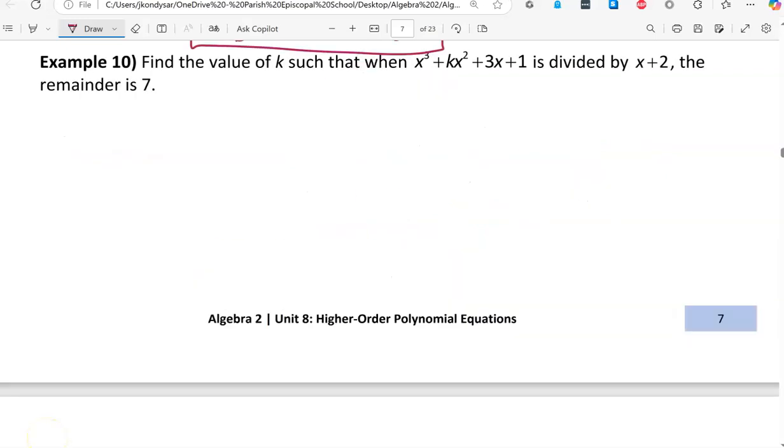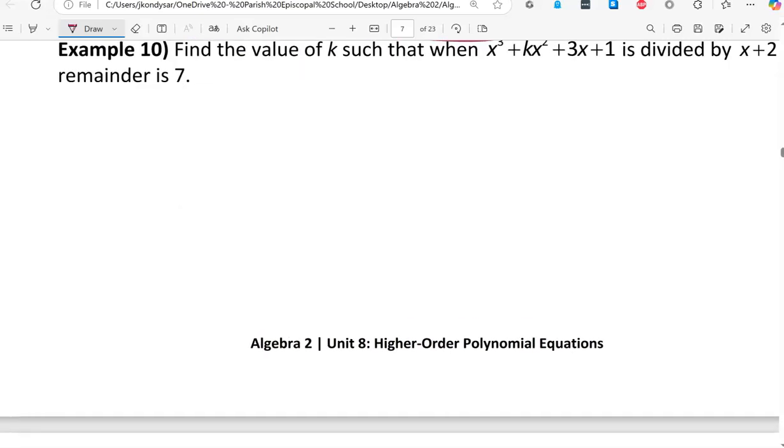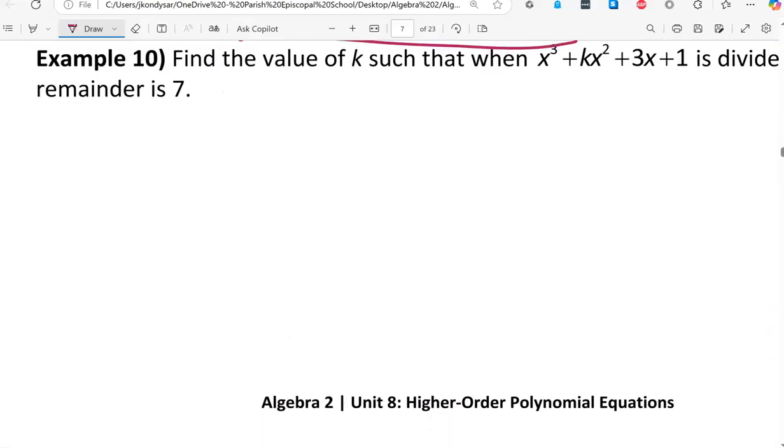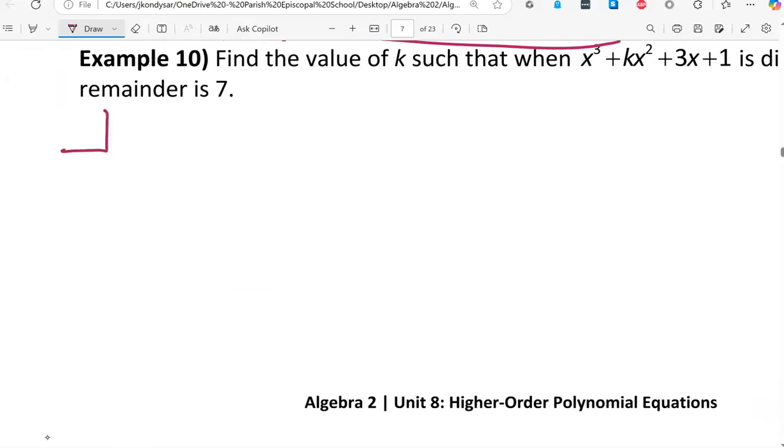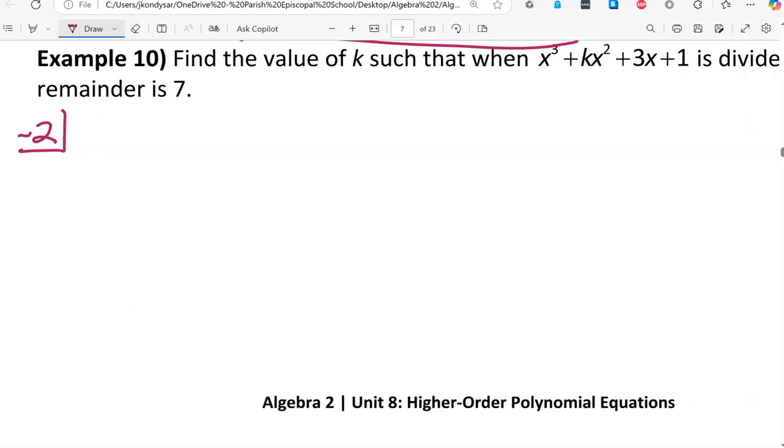In example 10, we're finding the value of k such that when I divide this polynomial by x plus 2, the remainder is 7. There are actually two ways to do this one. Number one, what we can do is we can actually just do the division. Since we're dividing by x plus 2, we put a negative 2 in the box as the 0 of the divisor, and then our coefficients, the coefficient of the x cubed term is 1. The coefficient of the x squared term is k.